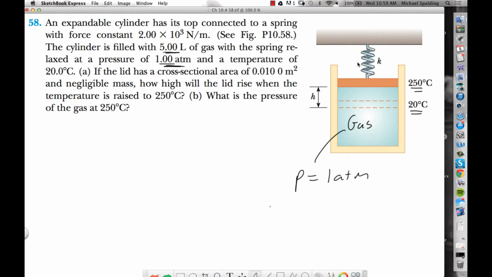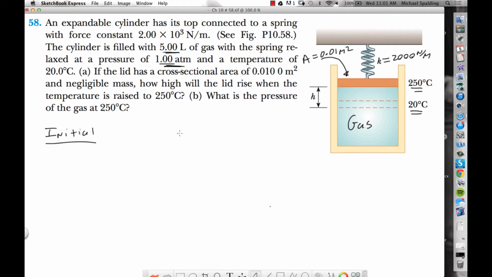So here's what we do. We're going to set this up. Initial, final. The spring constant of the spring is 2,000 newtons per meter. What else do we have? The area of the piston is 0.01 meters squared. So let's keep track of our data. Initial, and then over here we're going to put final.